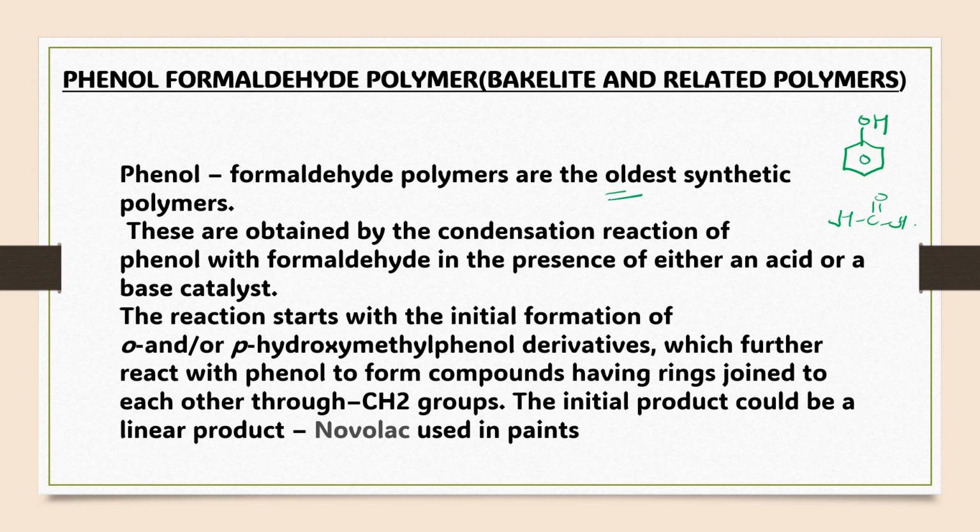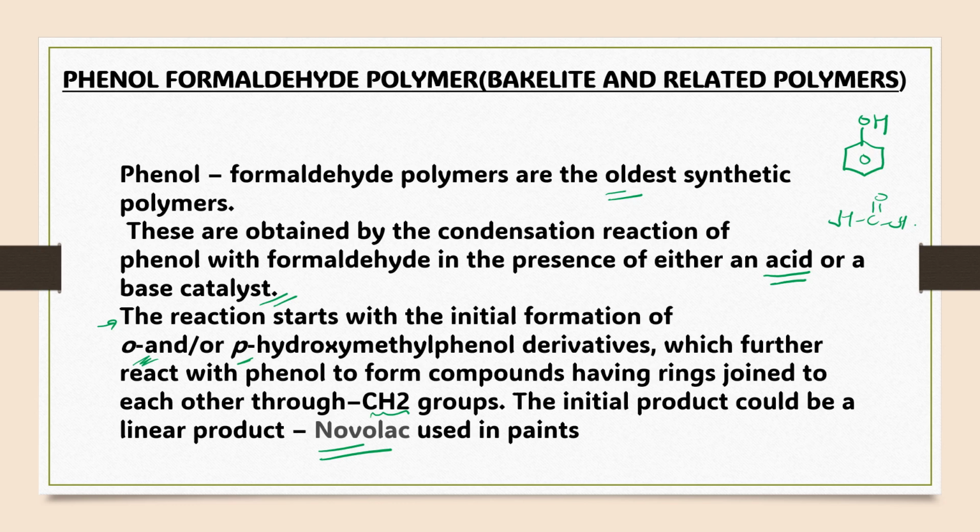So how the reaction takes place is, they are obtained by the condensation reaction of phenol with formaldehyde in the presence of either an acid or a base catalyst. That is the reaction condition. Now what happens during the reaction is, the reaction starts with the initial formation of ortho and or para-hydroxymethyl phenol derivatives, which further react with phenol to form compounds having rings joined to each other through CH2 groups. The initial product could be a linear product, novolac, used in paints. Let's see through a slide what happens.